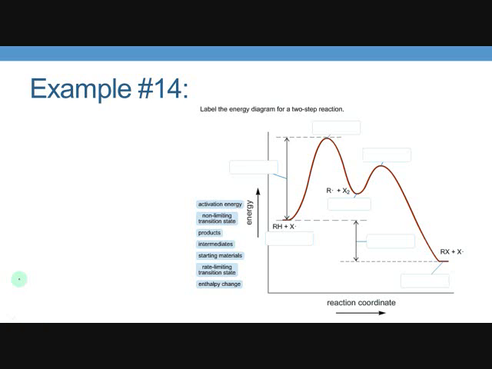So which point, or what would we call this point right here? The activation energy. I'm going to put EA because it's shorter for me to fill in. Okay, and then what would we call this point down here? That would be the starting materials. I don't know why they call it that. But starting materials or reactants.